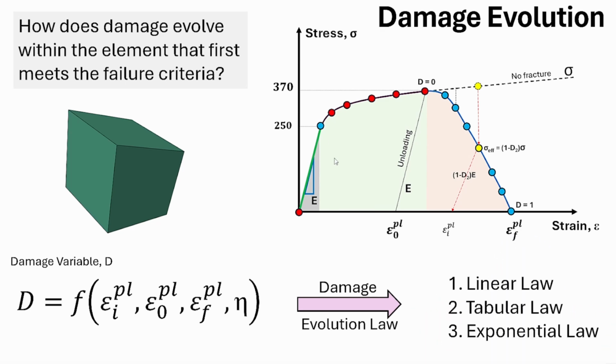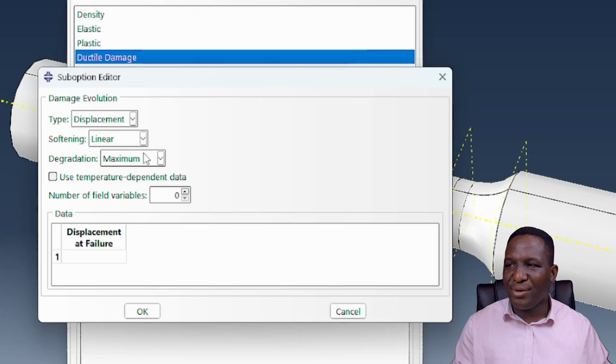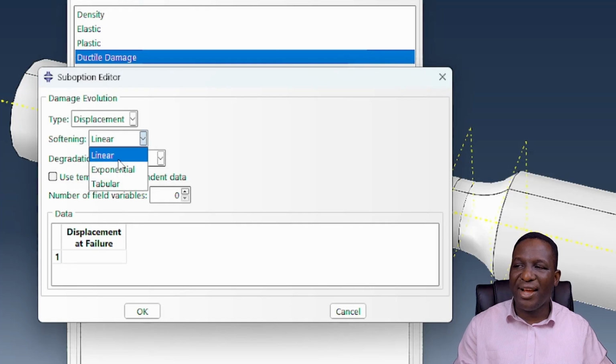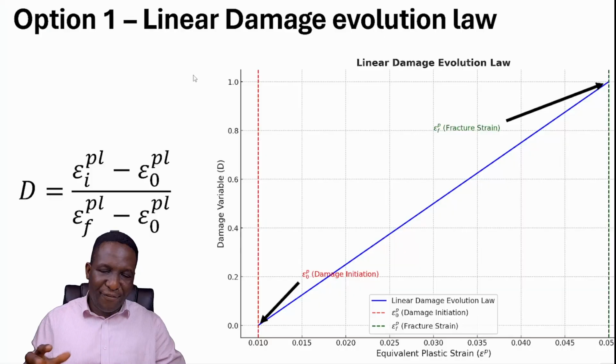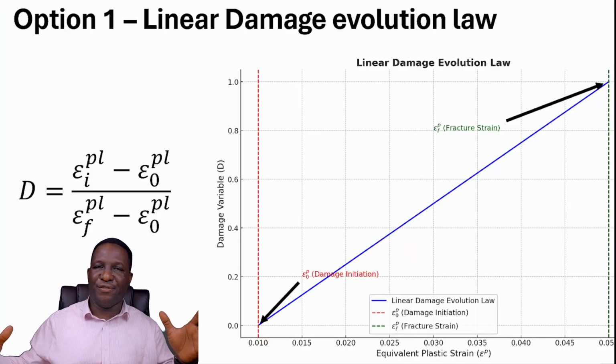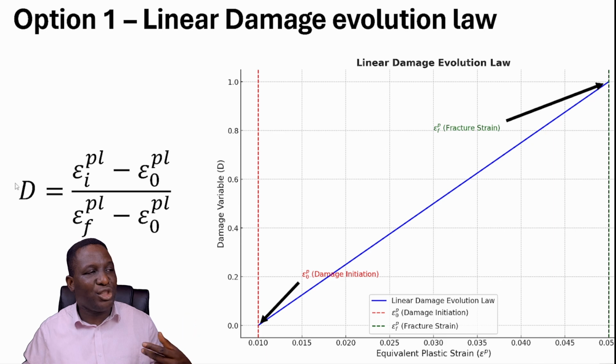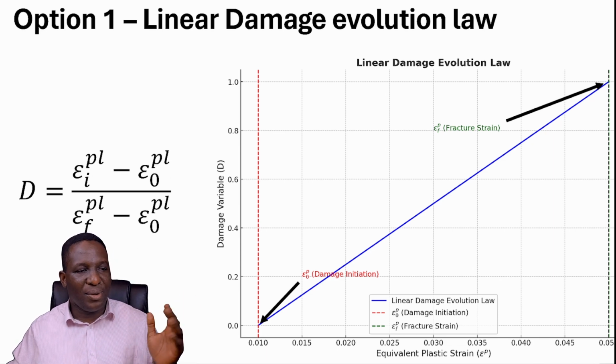And so the damage evolution law, or what ABAQUS calls a softening law, could be a linear law, tabular law, or exponential law. So if we go back to ABAQUS, under the softening, you have a linear law, exponential law, or the tabular law. So this is how the material is going to experience damage. So let's just have a quick look at these different laws, and then we'll apply it again to our model. In the first case, you have a linear damage evolution law. So a mathematical expression for how D depends on the other parameters we talked about will look like this. And so you have a linear dependence, which is what this line is.